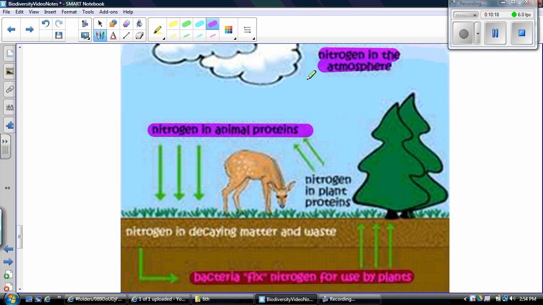So that is how living things cycle matter through the earth. In the nitrogen cycle, bacteria, plants, and animals are cycling nitrogen through the atmosphere and down into the soil and back up into the atmosphere.